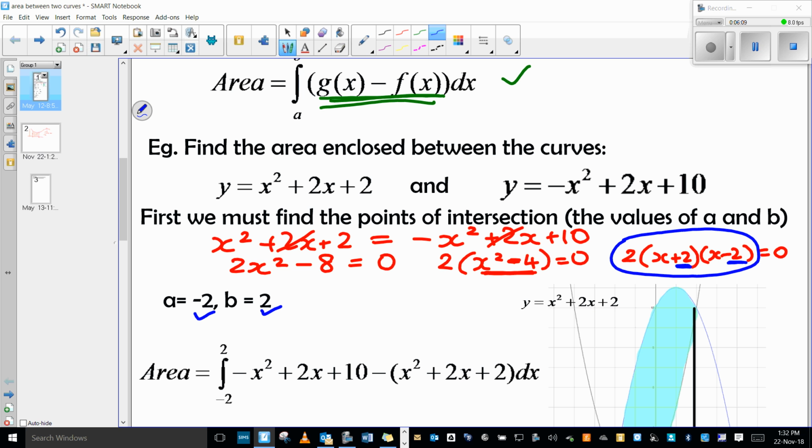Right. How do you get negative? Because 2 subtract 10, so I had to move everything to the same side because I had to equal 0. Okay?